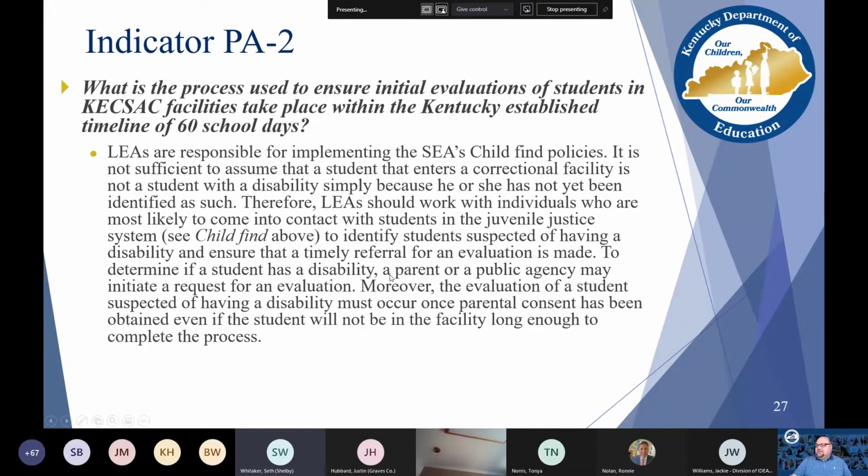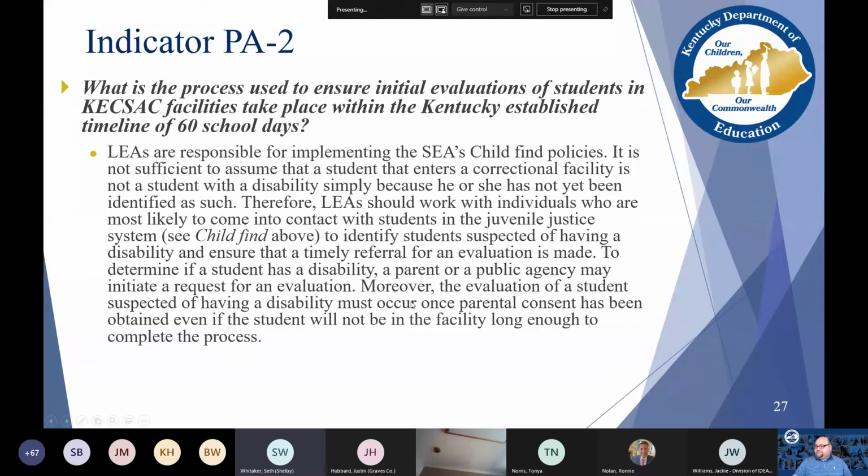What's the process used to ensure initial evaluations take place within the Kentucky established timelines of 60 days? Once you suspect a disability, you've got 60 days from that initial evaluation to make sure that everything gets done, that all the T's get crossed, that all the evaluations get done, all the progress monitoring, everything. So again, child find, child find, child find. If y'all haven't noticed, I keep saying that. It's not just me, it's in this language. And this is not something that Jared Sloan is telling you. This is something the federal government and Kentucky regulations set out.